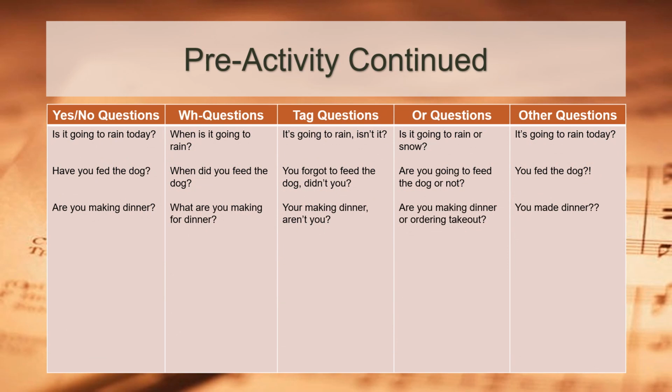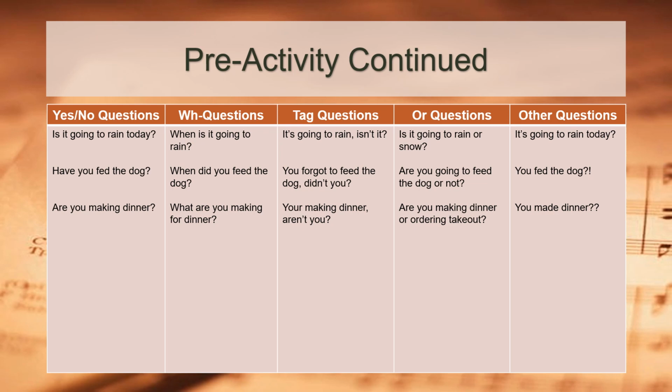The next part of the pre-activity is to create a 5-column chart on a whiteboard or something similar, 1 column for each of the 5 kinds of questions. I would write a question in each column relating to the same topic, changing the language to fit each type of question. I would then model the intonation pattern for each question.